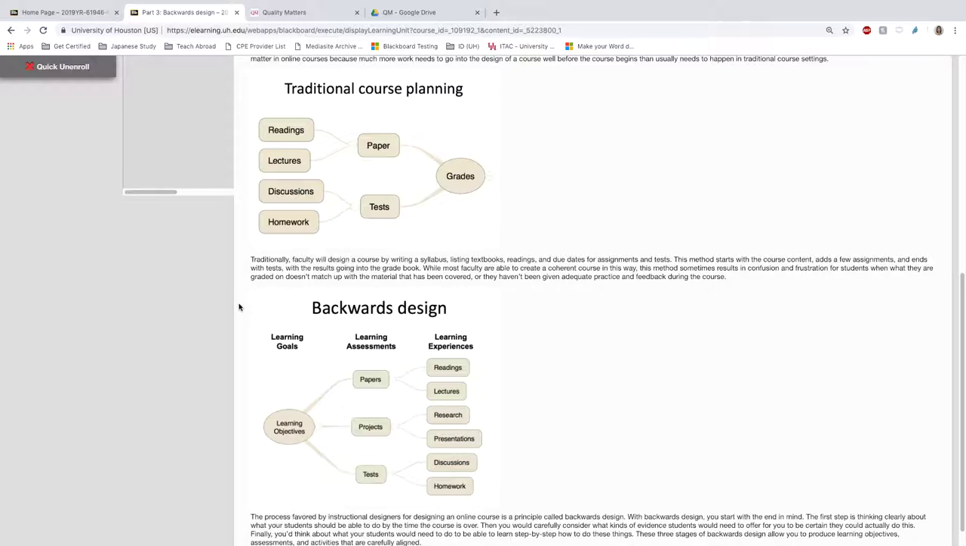Now, the backwards design approach always starts with the learning objectives, the goals of the course. Then through the objectives, you design your assessments. And then lastly, you choose your learning activities. All these things, the activities and the assessments, go back and support the objectives and the goals of the course. That's why it's called backwards design, and it's supposed to help with alignment of everything inside of the course.